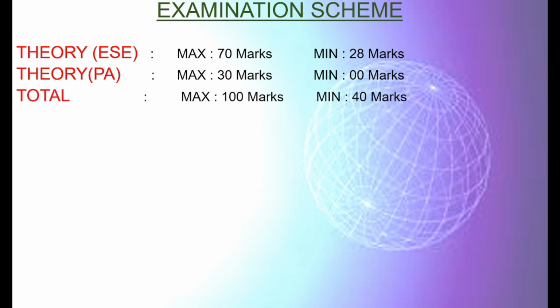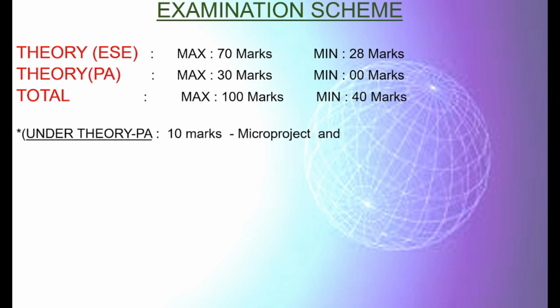But that practical will be like this: 10 marks for micro project and 20 marks, that is the average of 2 unit tests. Means there will be 2 unit tests, one is of 20 marks, second is also of 20 marks, and in your final mark sheet 20 marks from the unit test will be added, and for 10 marks you have to do the micro project in your first semester. So like this 30 marks will be added in practical, that will come in your mark sheet, and the total marks are 100 and minimum passing is 40 marks.